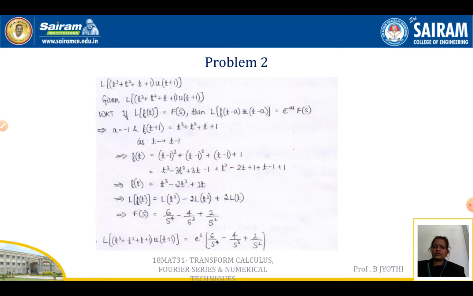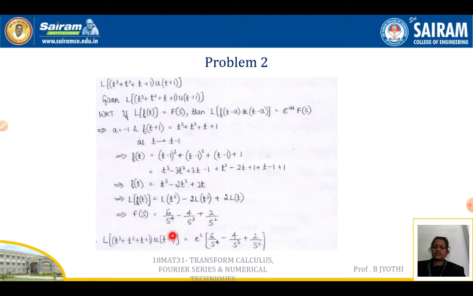So here minus 1 and plus 1 cancel. Here also plus 1 and minus 1 cancel. And we have 2t, and this is minus 4t, so it will be minus 2t. So we get t cube minus 2t square plus 2t. So L of f of t is L of t cube minus 2 times L of t square plus 2 times L of t.